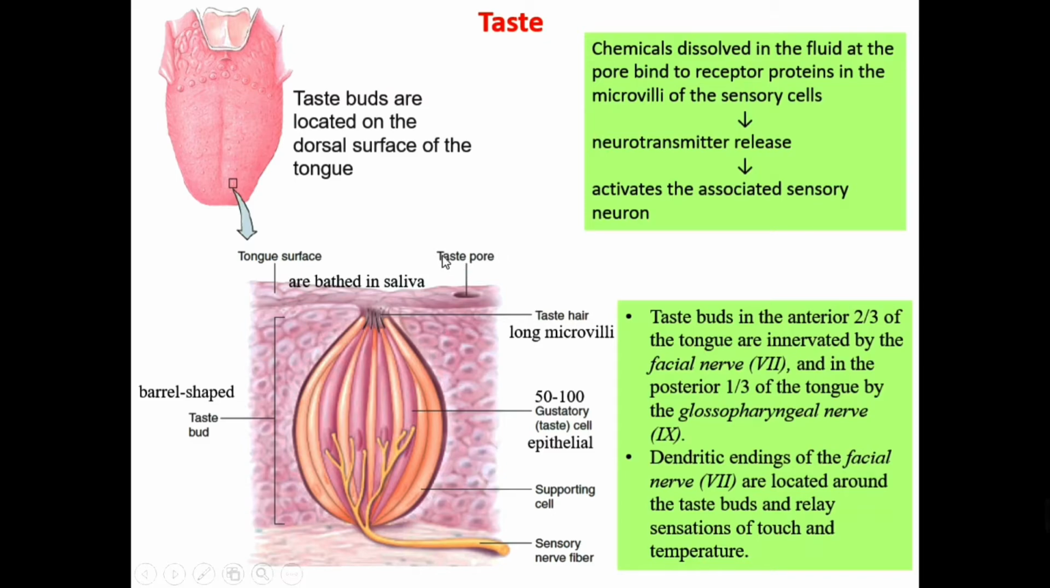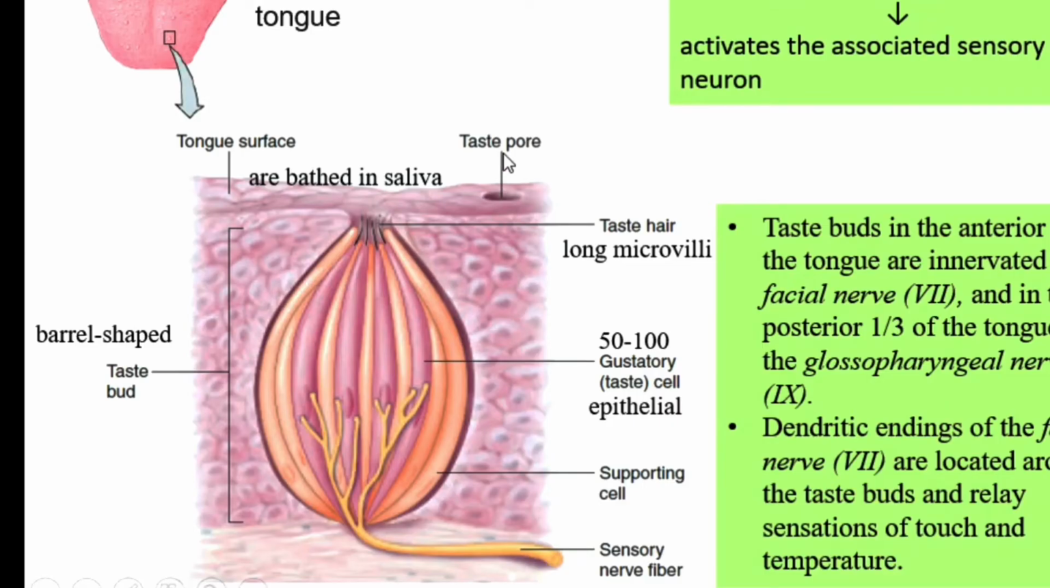The molecule will come to the taste pore. It will enter the taste pore. And there are some other cells in here. These purple cells are gustatory taste cells. They are epithelial cells which have changed in a way that they have been specialized, and they are called the gustatory taste cells. They are specialized epithelial cells.